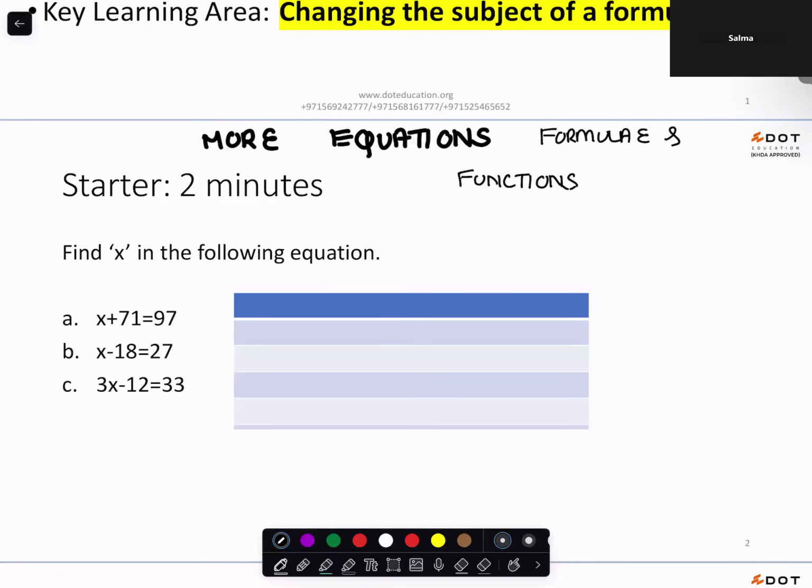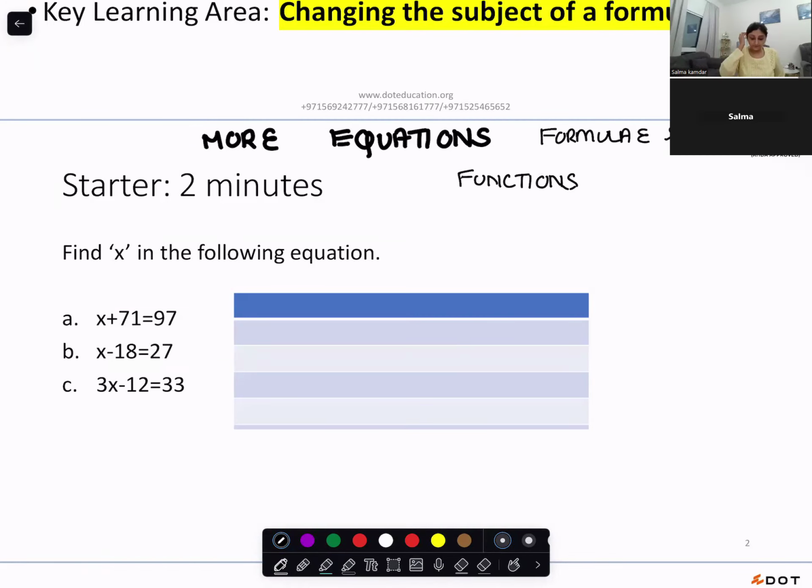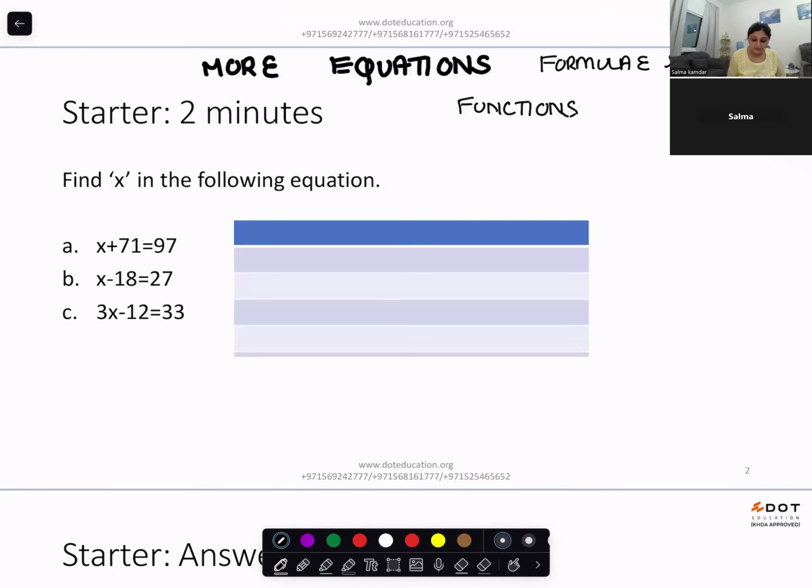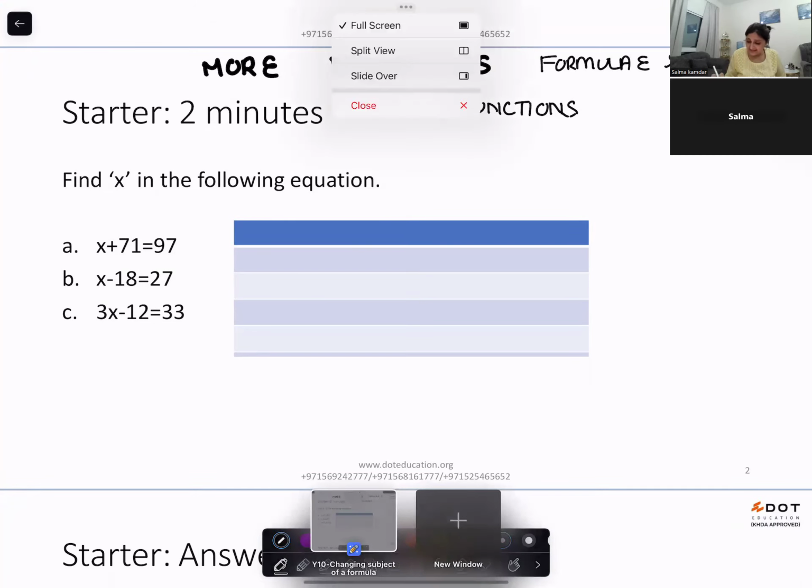Hi everyone. Today we are studying more equations, formulas, and functions. And our focus for today is changing the subject of the formula. Before I go ahead with changing the subject of the formula, let's go on finding the value of x over here. It is very easy.